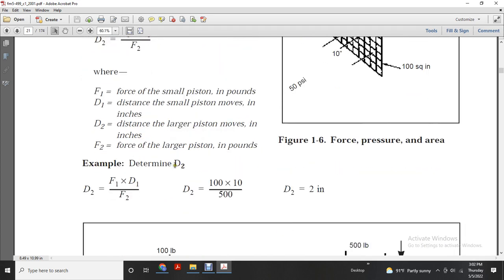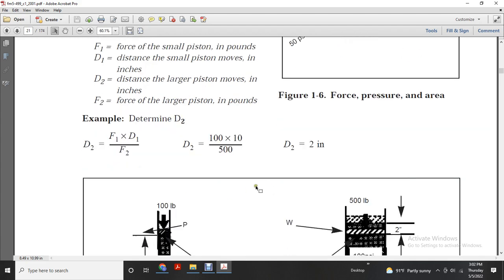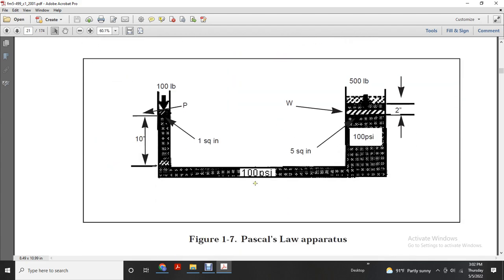Determine D2, the distance the large piston moves, which is equal to the force of the small piston in pounds times the distance of the small piston in inches, divided by the force of the large piston. That equals 100 times 10 over 500, which is equal to 2 inches. It then shows Pascal's law: 100 pounds, 1 square inch, 5 square inches, 2 inches, 500 pounds, 100 psi.